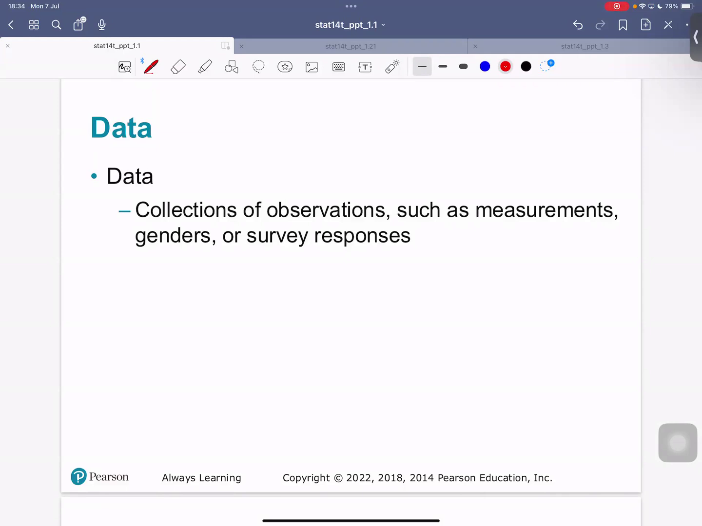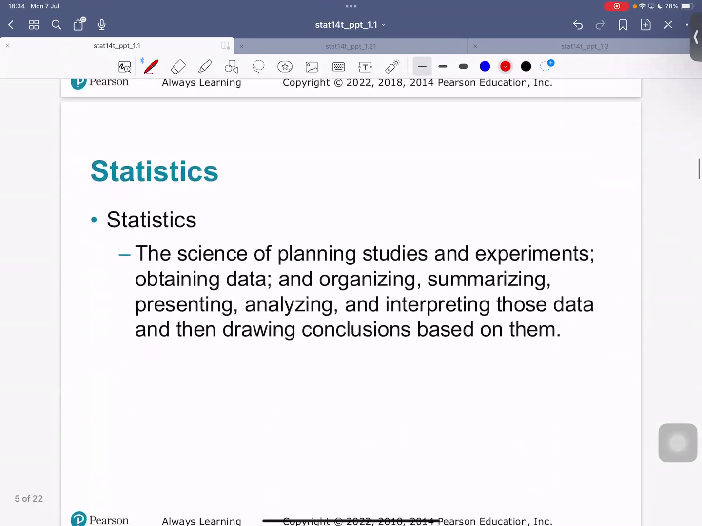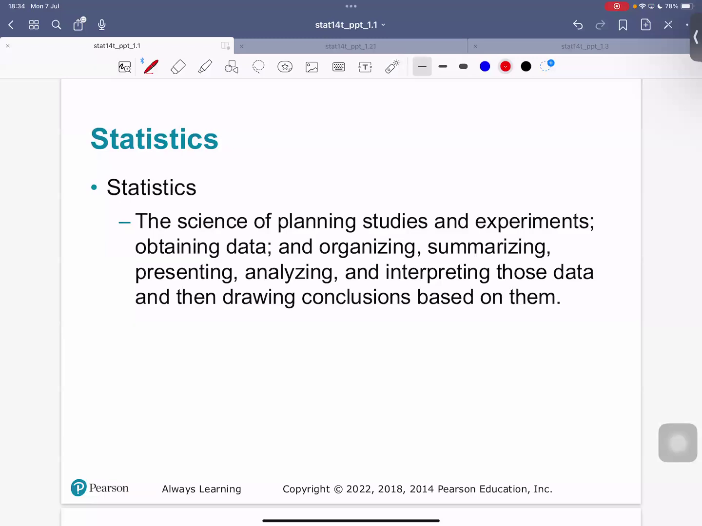For this data, we have a lot of examples in real life. For example, if we collect votes from all the people, all the citizens, then that is collecting data as well. And we can give some examples about statistics here. Statistics is the science of planning studies and experiments, obtaining data, and organizing, summarizing, presenting, analyzing, and interpreting those data, and then drawing conclusions based on them.